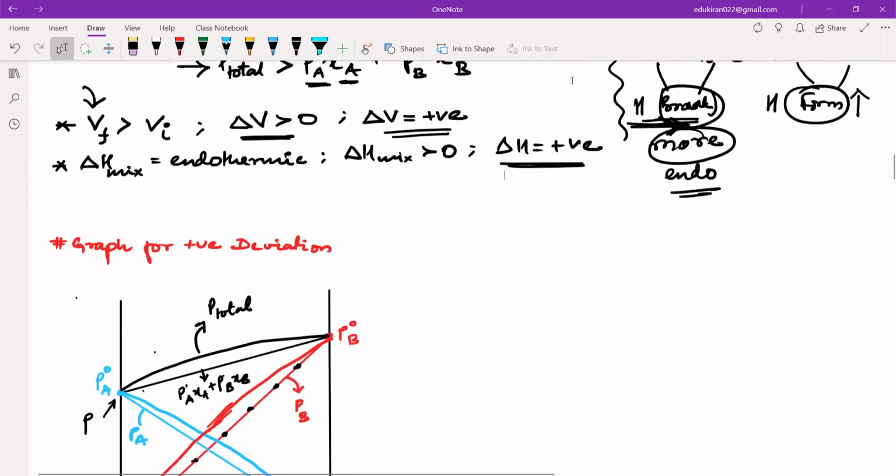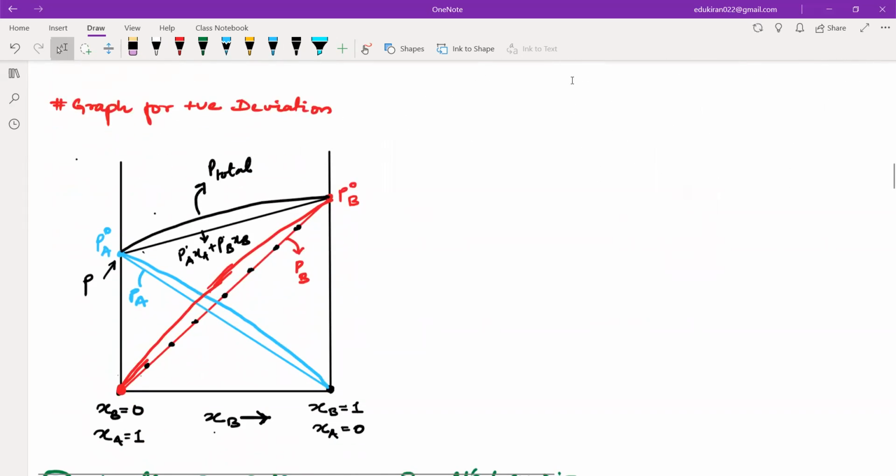Okay. Now listen here. Graph for positive deviation. It is very easy. Now, the straight line is representing the ideal case, right? It is representing the ideal case. And the curved line is what? It is a bit higher than ideal. And that is why it is for positive deviation.